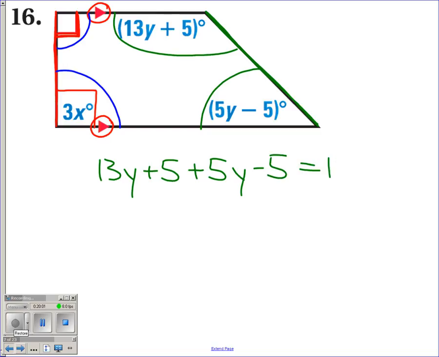Do that first. Now then, we need to go through and combine our like terms.